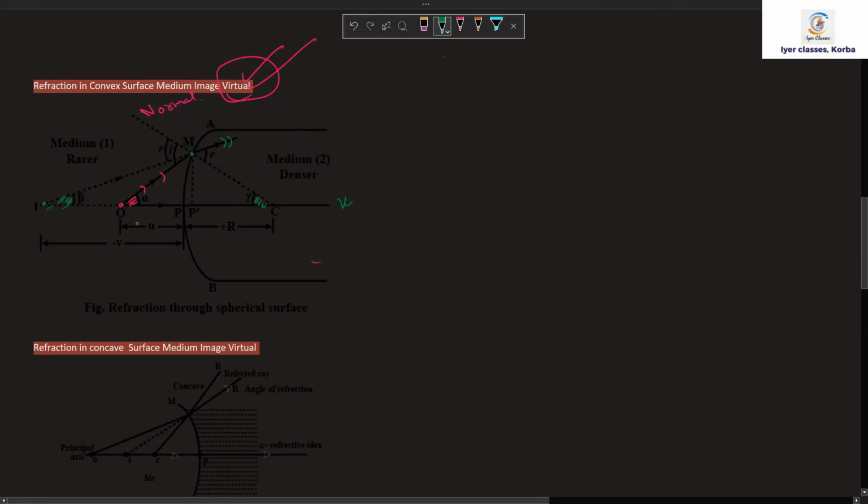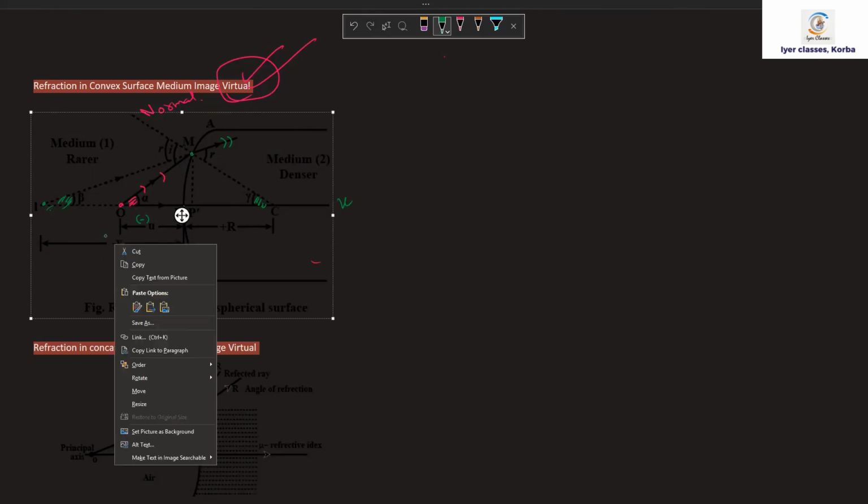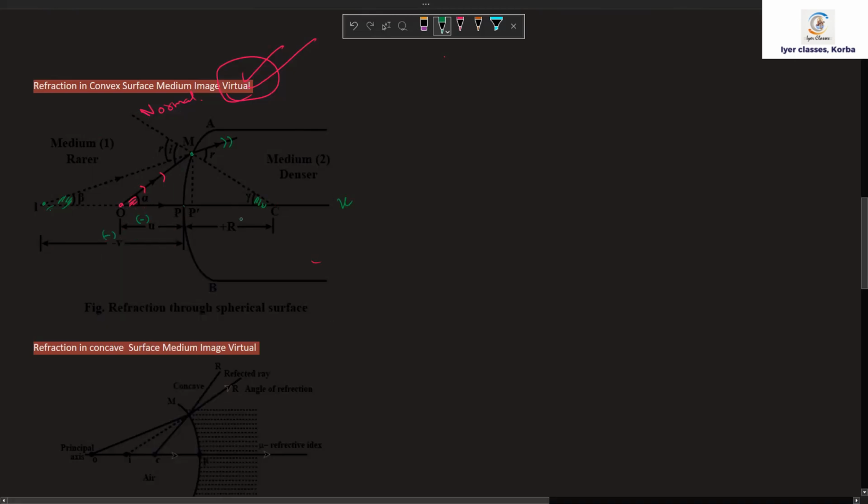Now the distance between the pole and the object is called U, and here this will be a negative value. You have to measure it from the pole to the object. It is opposite to the direction of the incident ray, so it is negative. P is also negative. And what about R? R is positive.